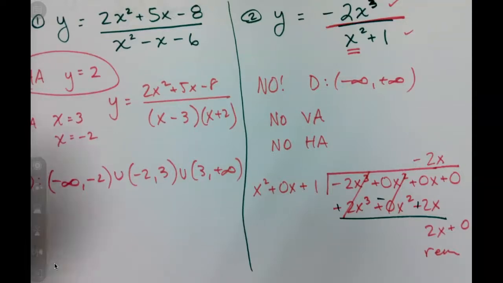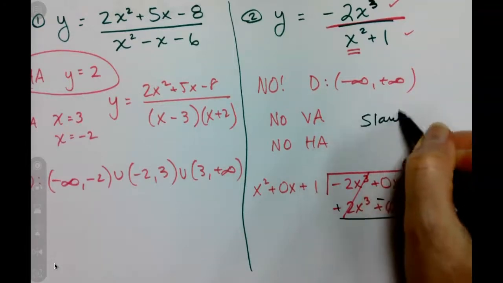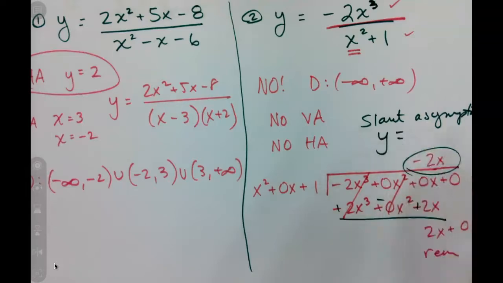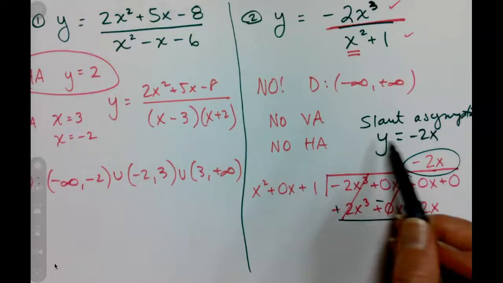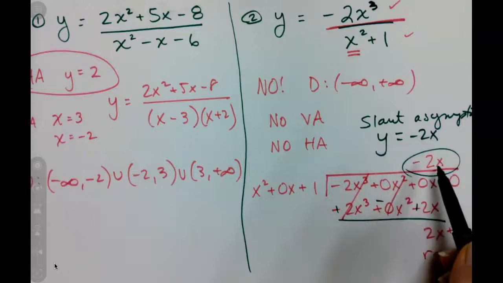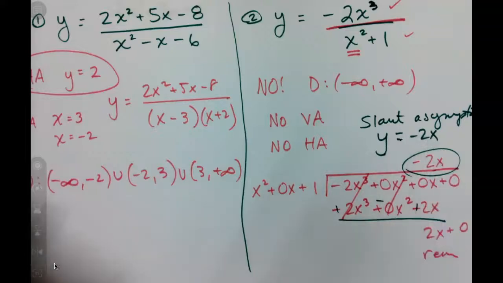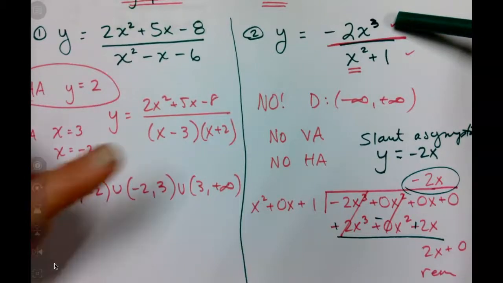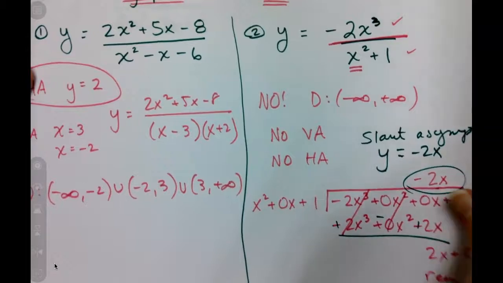There's nothing else left to do. So what is our quotient? Our quotient is simply -2x, which means our slant asymptote is y equals -2x. Once again, this should be in slope-intercept form. So if you just say -2x, it's wrong. You need y equals -2x for the slant asymptote. Once again, when do we get a slant asymptote? When the degree of the numerator is exactly 1 greater than the degree of the denominator.